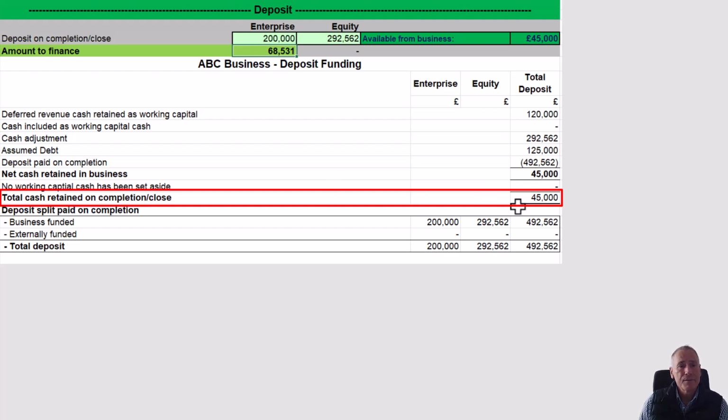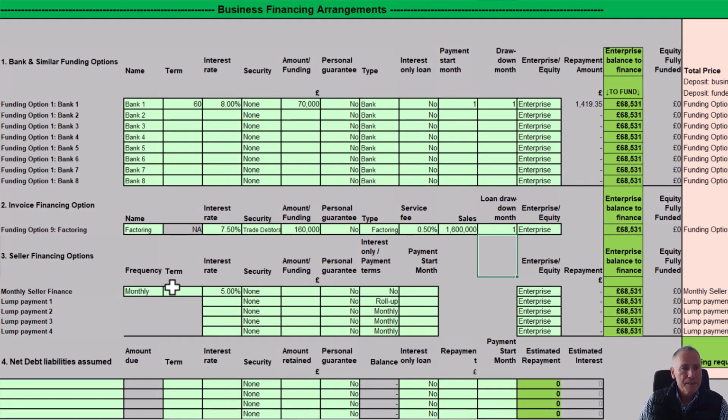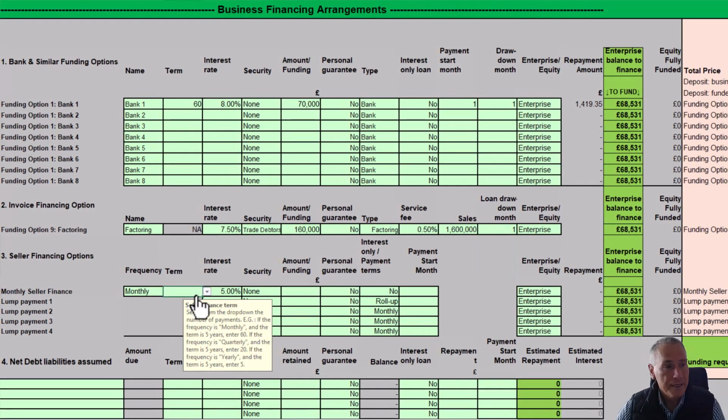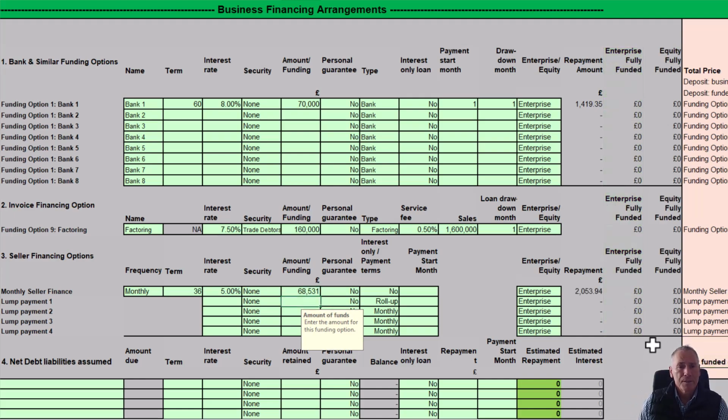But it still leaves you £45,000 in the business, cash on completion. The business owner gets a total of 200 plus the 292, but it leaves this amount to finance. So what we can now do is move back to here. If we put that over, let's say 3 years, 36 months, the amount to finance is this 68,531, and that now is fully funded.